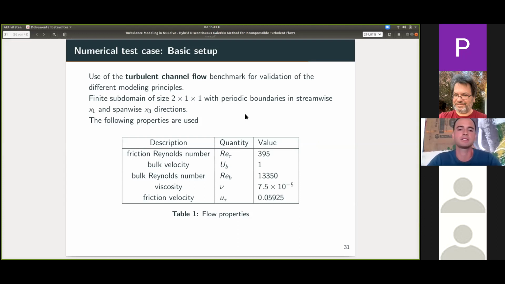In order to be able to compare those setups, we have to use the same flow properties. So in this case, we have always defined our friction Reynolds number, which is calculated with the friction velocity and the viscosity. And in this case, a friction Reynolds number of 395 would equal a bulk Reynolds number of 13,350 with a bulk velocity of 100.